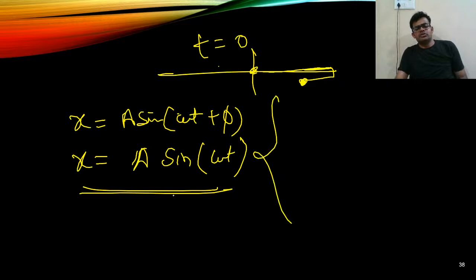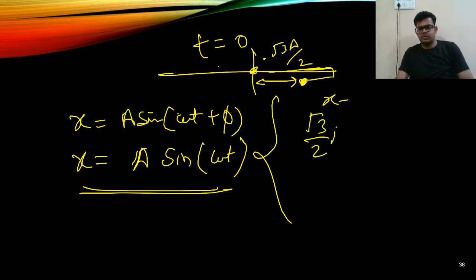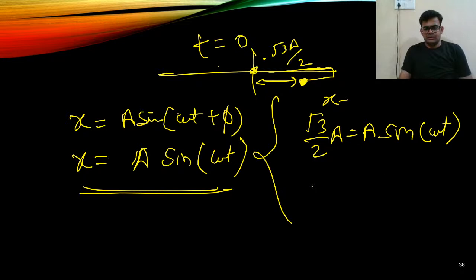And how do we find the answer using this equation? I can find it like this. This much displacement is root 3a by 2. So I will write here root 3a by 2. x equals a sine omega t, so root 3a by 2 equals a sine omega t. What is the value of omega? So I can write here 3 by 2 into a cancel, right?